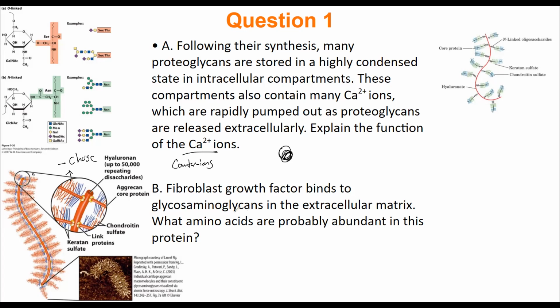B looks like a repeat of a question already asked. What type of amino acids do we want to bind to our glycosaminoglycans? That's positive, R and K.